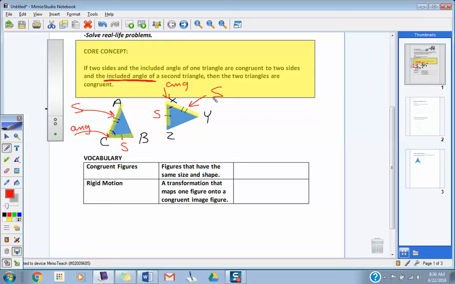All right? So again, core concept, real quickly. Hang on one second, John. It says if two sides and the, what's the phrase again that I'm underlining right up here? Included angle of one triangle are congruent to two sides and the included angle of another triangle, then those two triangles are congruent. You bet. Okay, John, what was your question?